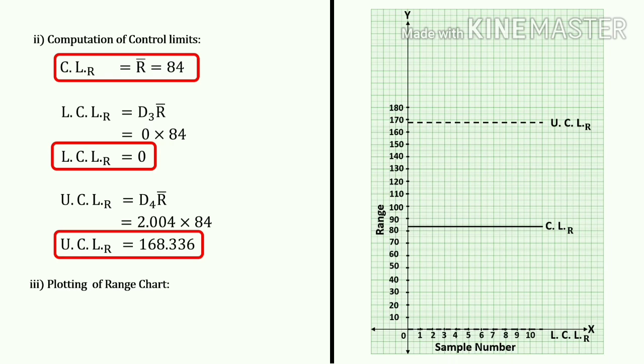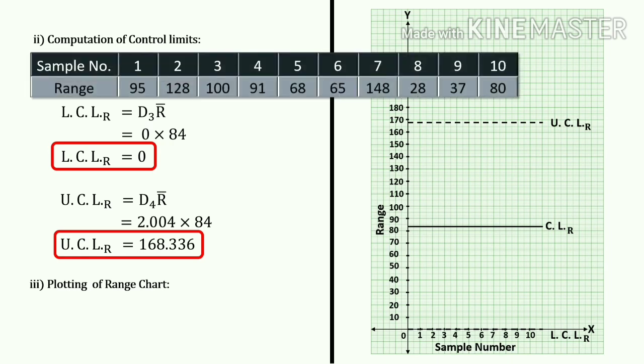Now, after drawing these 3 control limits, we are going to actually plot the sample ranges in this graph. For sample number 1, the corresponding value of range is 95. We have to point it in the graph on sample number 1 against 95. For sample number 2 it is 128, for 3 it is 100, for 4 it is 91, next is 68, next range is 65, next range is 148, next is 28, next is 37, and last is 80.